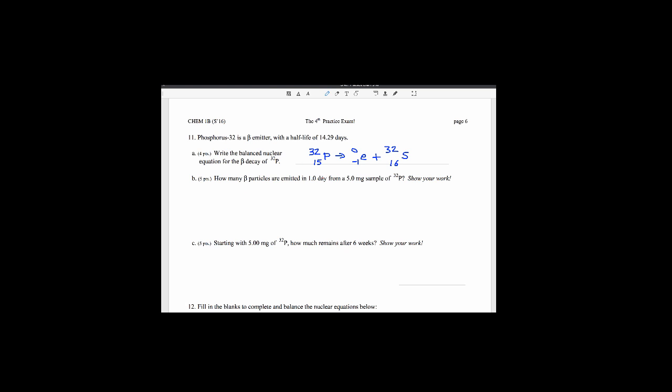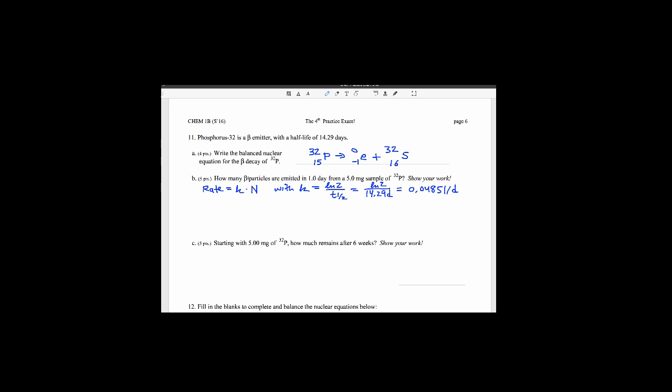Next, how many beta particles are emitted in one day if we have a 5 milligram sample of phosphorus 32? Well, what we know is that the rate of decay, or the activity, is equal to the decay constant, or rate constant K, times the amount of, in this case, phosphorus 32. And we also know that the decay constant is related to the half-life by K equals ln of 2 over the half-life. And that's ln of 2 over 14.29 days in this case. So that works out to be 0.04851 per day.